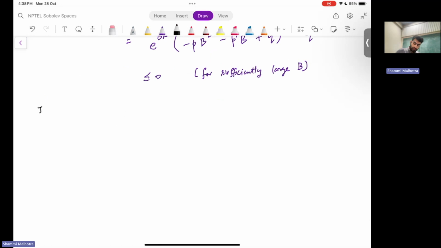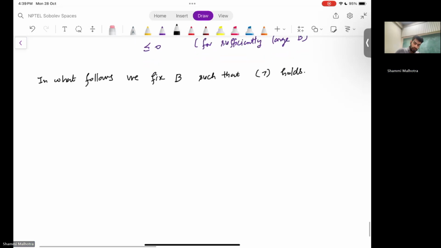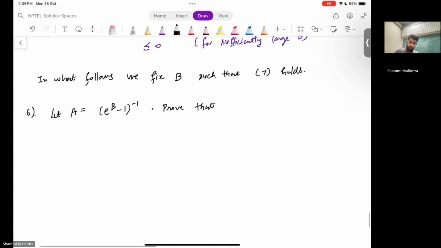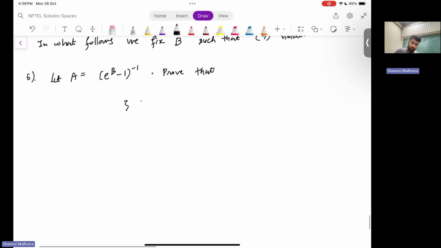So we say in what follows, we fix b such that 7 holds. And the sixth part is, let's take A to be (e raised to power b minus 1) whole inverse. And then we prove that zeta is greater than or equal to A times phi on the open interval (0, 1).